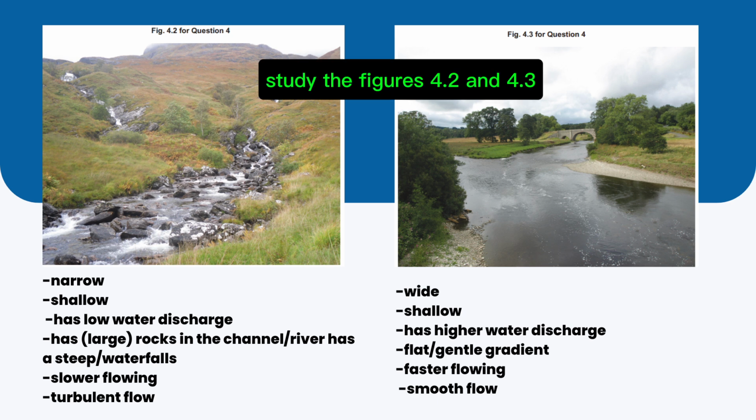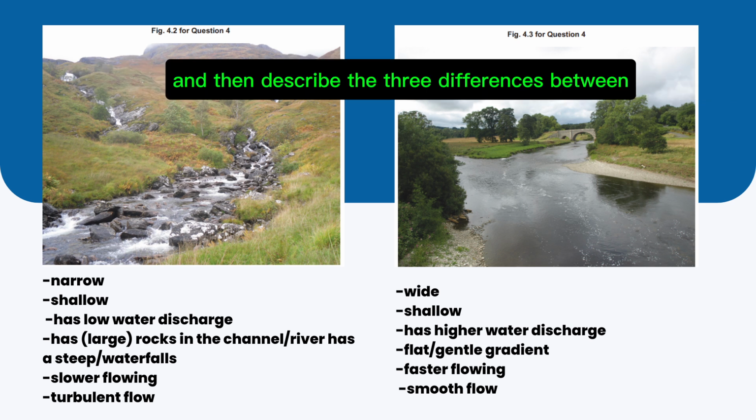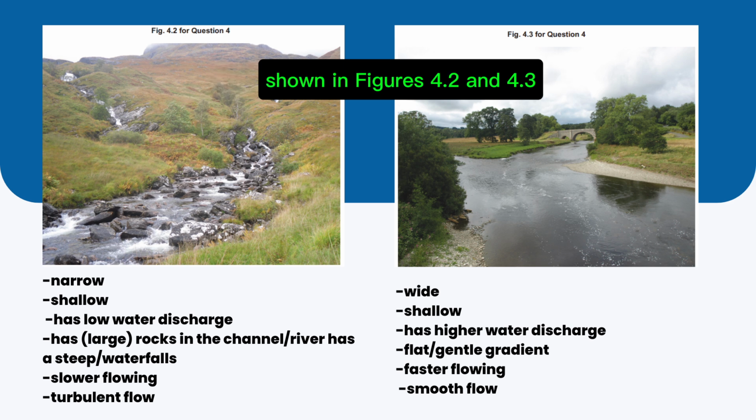Study figures 4.2 and 4.3, the two insert photographs of different rivers in Scotland and the UK, and then describe three differences between the natural characteristics of the rivers shown in figures 4.2 and 4.3.